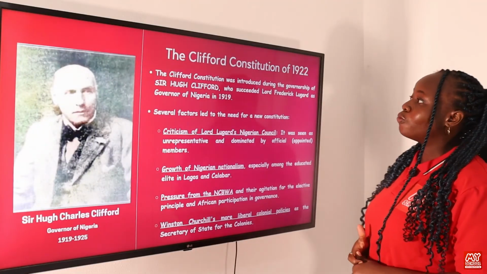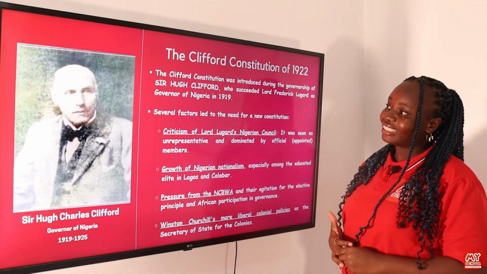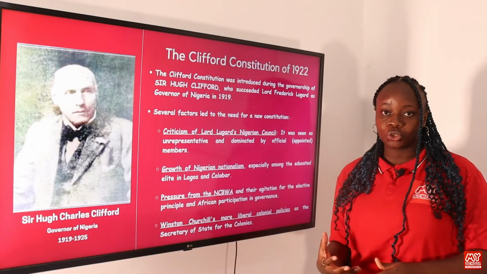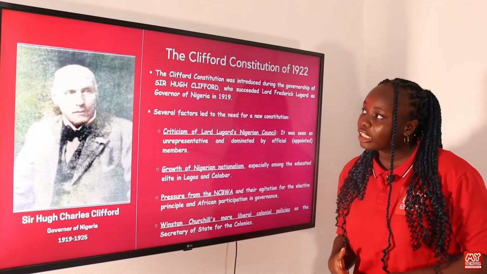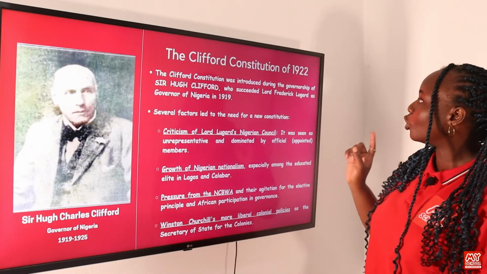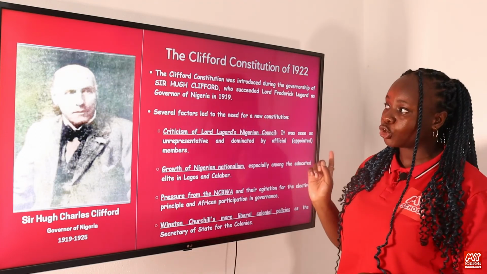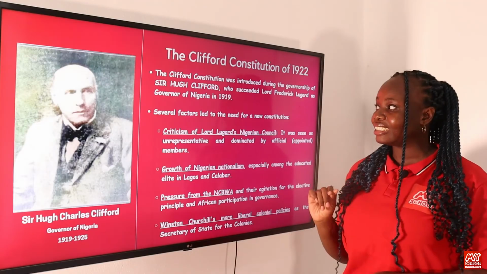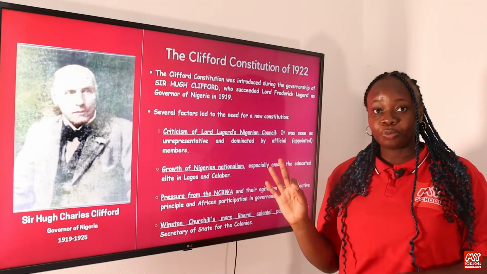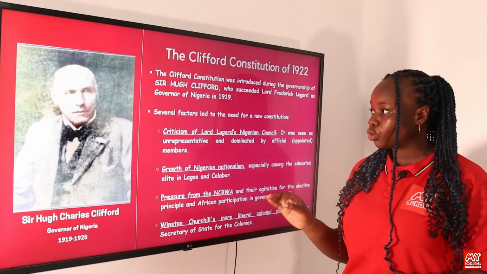All right, now we're going to move on to the Clifford Constitution of 1922. This was the first constitution in Nigeria. The Clifford Constitution was introduced during the governorship of Sir Hugh Clifford, who succeeded Lord Frederick Lugard as governor of Nigeria in 1919. So he was in that position from 1919 to 1925.